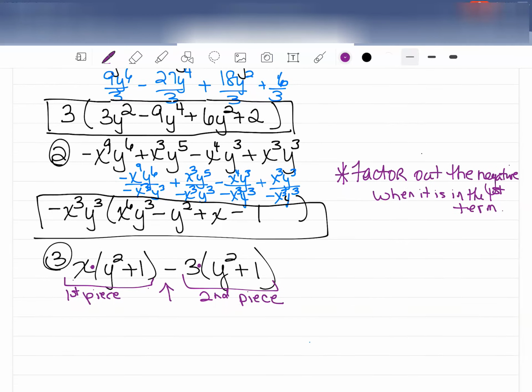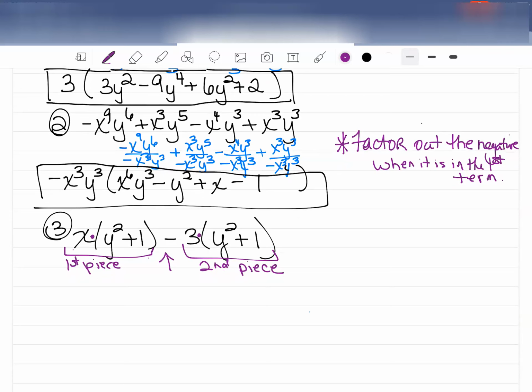Out of those pieces that I have, I'm still going to look for my common factor. This time, my common factor is the entire parentheses that matches. And so when I have that matching parentheses, it acts as my common factor. So my first factor is going to be the y squared plus 1. It's a whole piece together, so I'm going to use a parentheses. And now I have to write another parentheses to see what I leave back behind.